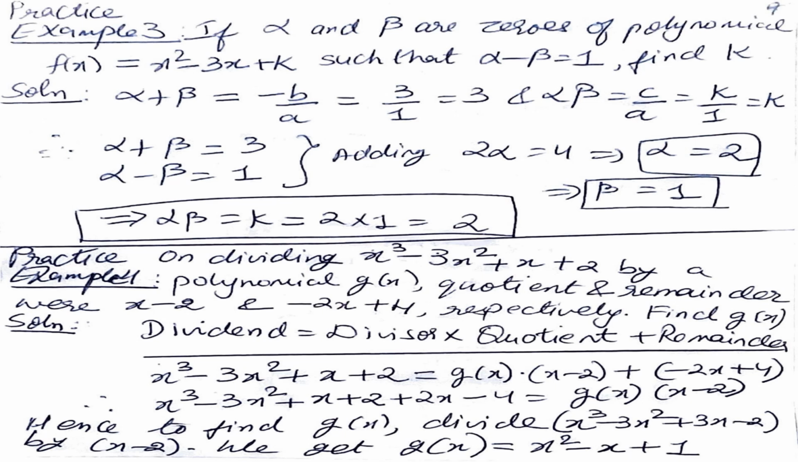Now in this equation, we simplify and what we get is x cube minus 3x square plus x plus 2 plus 2x minus 4, which is equal to g(x) into x minus 2. That means if I want to find g(x), we have to divide x cube minus 3x square plus 3x minus 2 by x minus 2. So we will get g(x). Now we know the procedure of simple division. It will give us g(x) as x square minus x plus 1.